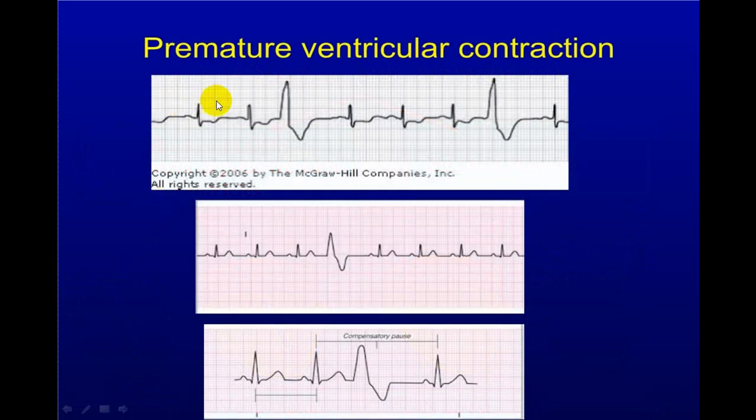Now if you see here, this is one ECG which shows you the P wave is absent. Here the P wave is present, P wave is present, normal QRS complex, normal QRS complex. This has come a little early. There is no P wave, but the QRS complex is broad, with the T wave in the opposite direction, followed by a full compensatory pause. This is a classical ventricular premature beat.